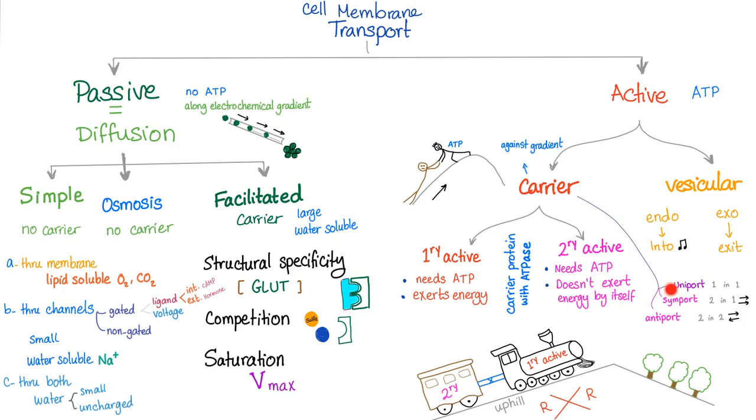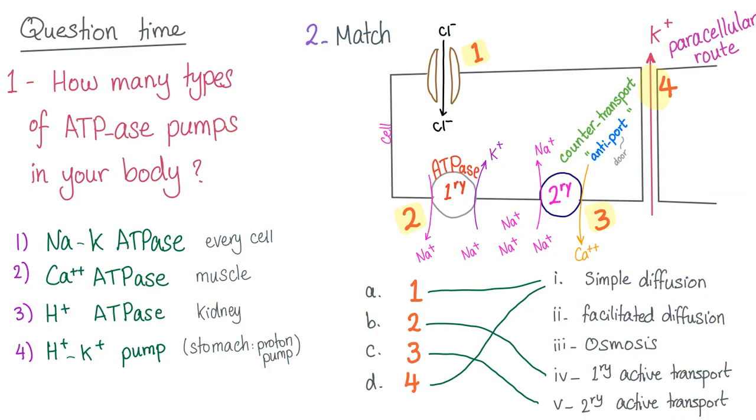Three types of that: uniport, symport, and antiport. Now pause the video and in the comment section, please write an example of each. An example of uniport, an example of symport, an example of antiport. Let's answer the questions of last time.